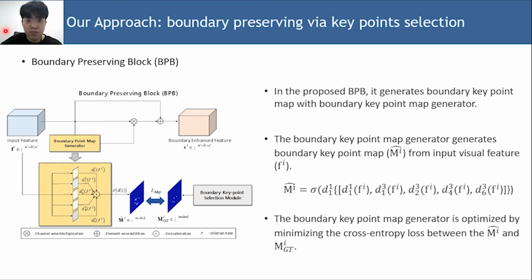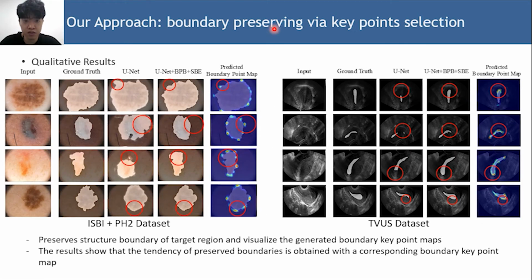The proposed boundary preserving block generates boundary key points map with boundary key point map generator. The boundary key point map generator generates boundary key points map from the encoded input visual features and is optimized by minimizing the cross entropy loss between the encoded boundary key point map and the ground truth key point map. This is the experimental result of the proposed work. The proposed network preserves structure boundary of target region and visualizes the generated boundary key points map. The results show that the tendency of the preserved boundaries are obtained with the corresponding boundary key points maps.